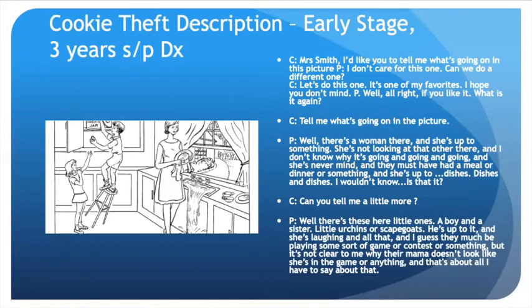Here's the same individual at early stage, 3 years later, status post-diagnosis.